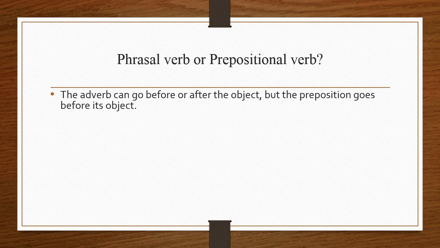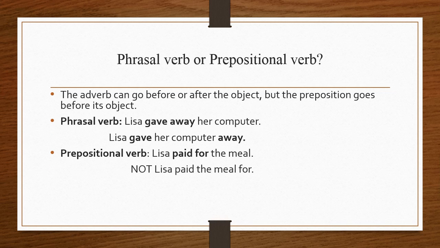Now, how to understand if it's a phrasal verb or a prepositional verb? The adverbs can go before or after the object, but the preposition goes only before its object. For example, Lisa gave away her computer. Lisa gave her computer away. It can go either way, which is right. So that means it's a phrasal verb and not a prepositional verb. Lisa paid for the meal. You can't say Lisa paid the meal for. So since the preposition cannot go after the object meal, it's a prepositional verb.